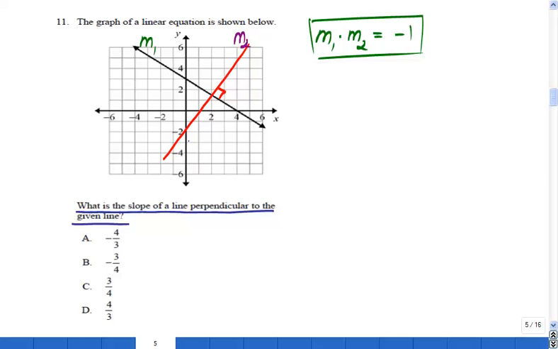And so if I'm calling this line L1 and this line L2, L1 will be perpendicular to L2 if and only if the product of their slopes is -1, right? Okay, well, they're not telling me the slope of line L1 the way I've labeled it, right?